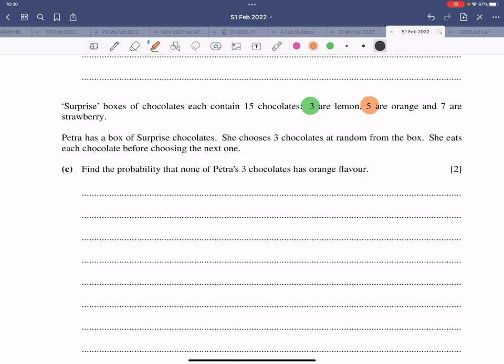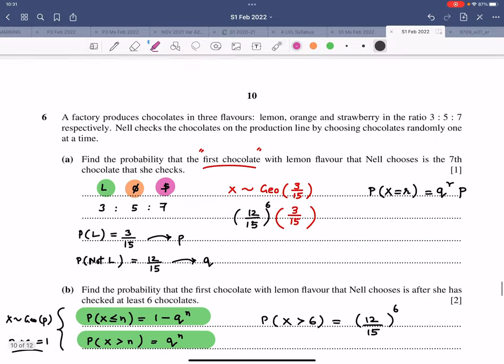7 are strawberry. Is it the same number as before? 357? Yeah, it's the same number as before.